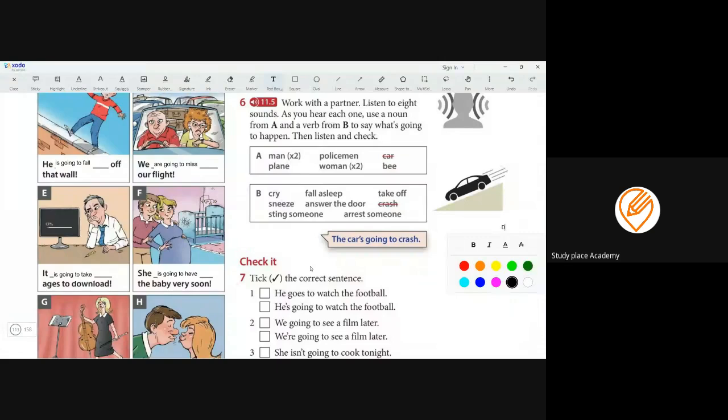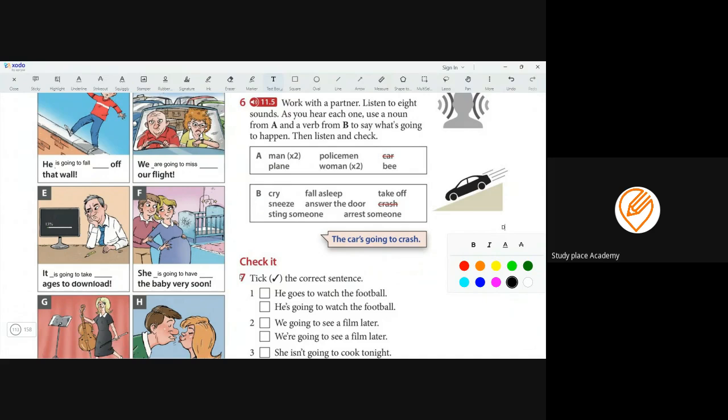So it's 11.5. This will take a minute. Okay, that was the sound of the car going to crash. So we are going to figure out what is the sound.